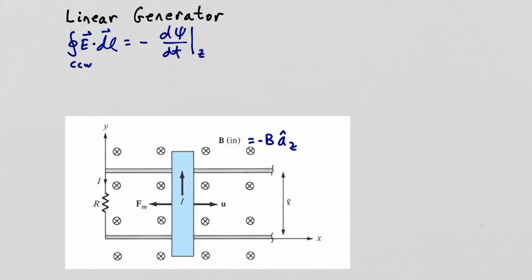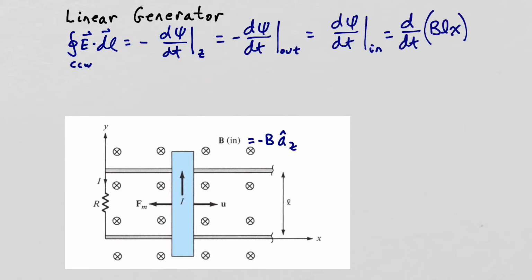Let's apply Faraday's law and let's integrate counterclockwise around our circuit. So your right thumb points in the z direction, so this will be minus dψ/dt in the z direction. So z is pointing out of the page, and so this becomes minus dψ/dt out of the page, which is equal to plus dψ/dt into the page.